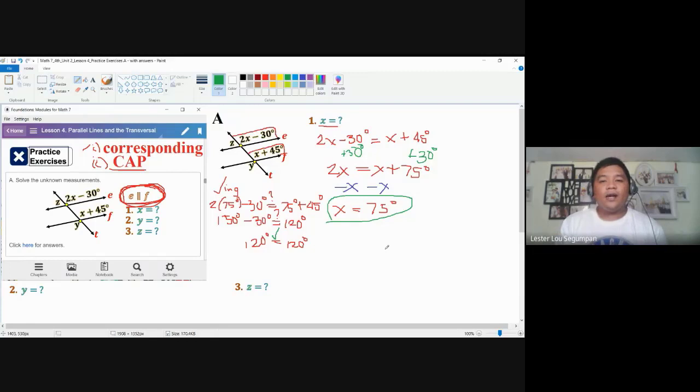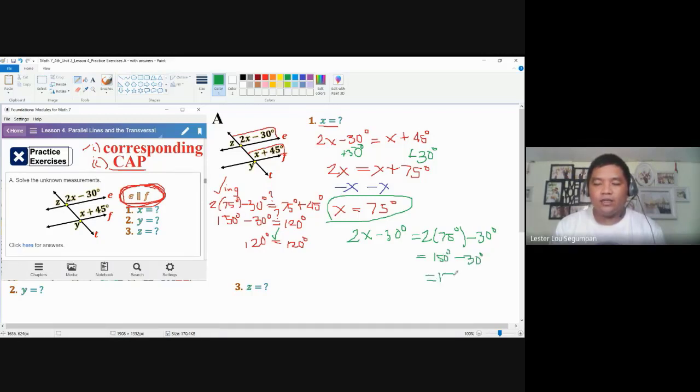To answer the remaining variables y and z, since we already have the value for x here, we could actually solve for the values of each of the angles here. Let's try that first before solving y and z. So that would be, in 2x minus 30 degrees, when substituted by 75, that's 2 times 75 degrees minus 30. It's actually part of the checking here earlier. That's 150 degrees minus 30 degrees.